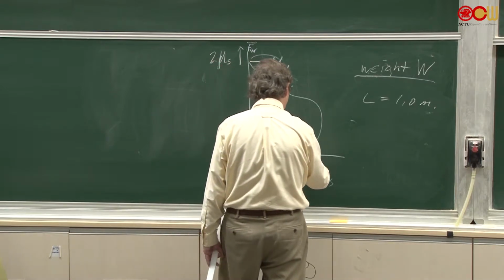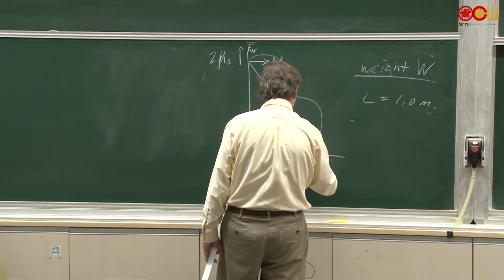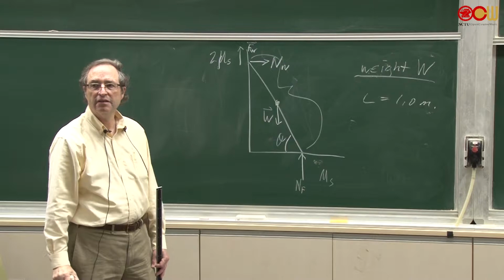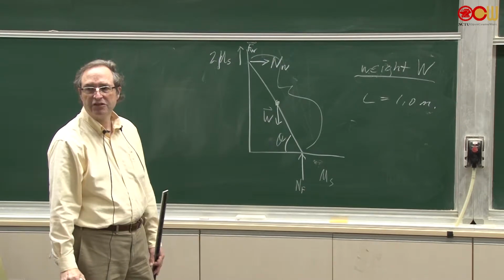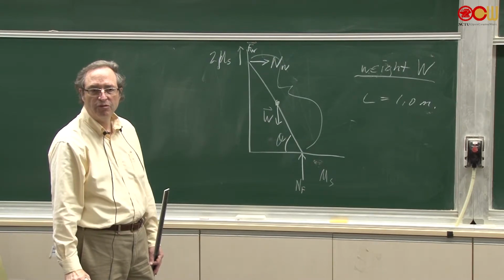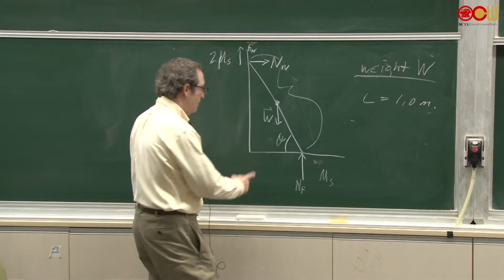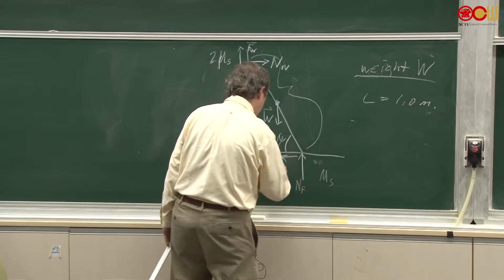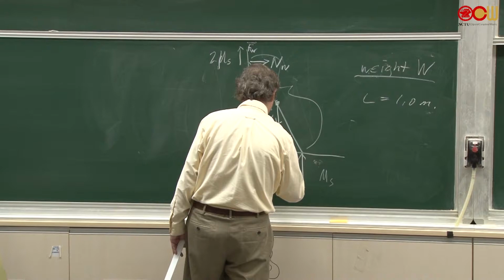What about here? We have a normal force due to the floor, okay? And what about friction? Which way is friction, to the left or to the right? Left, yeah, because it's trying to do that. All right, so we'll call that F floor.